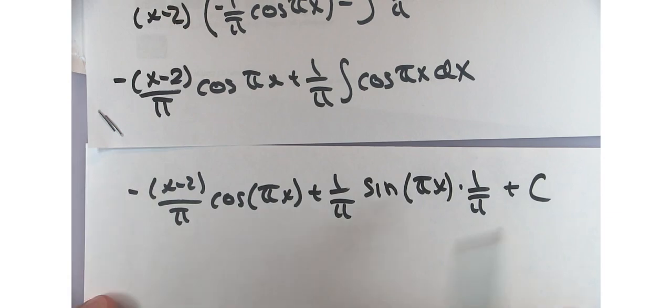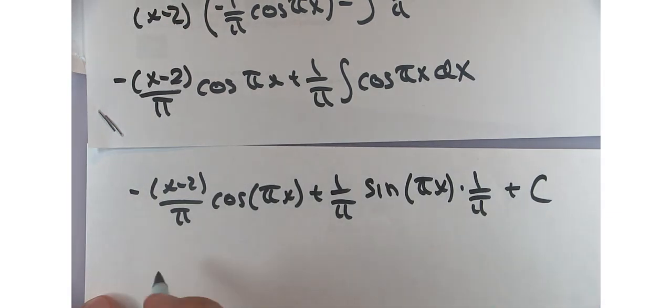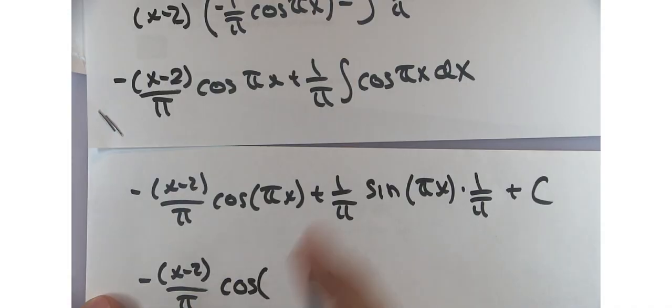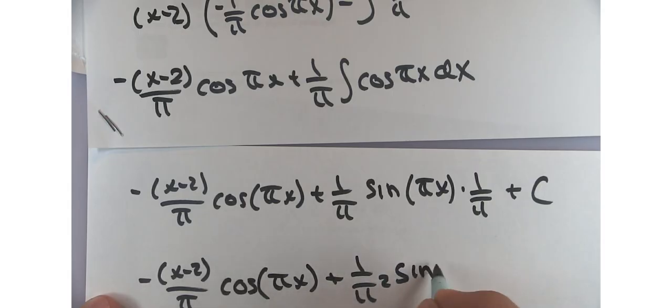So if I clean this up a little bit, that's going to be a pi squared there. I'm going to leave the negative out in front. Negative x minus 2 over pi. You could factor out a 1 over pi if you wanted to. You're still going to have a 1 over pi here, so I'm not going to bother to do that. 1 over pi squared sine of pi x plus c.